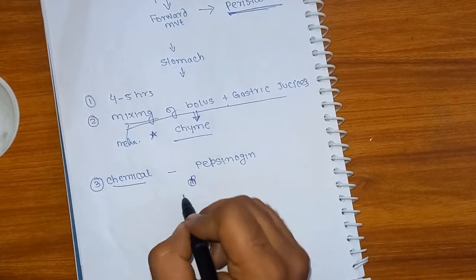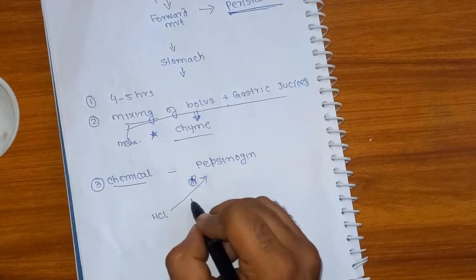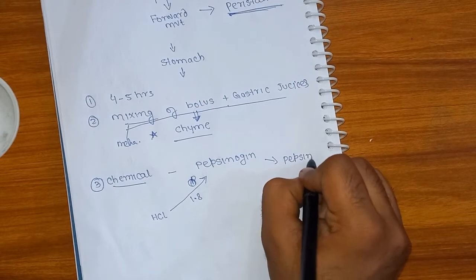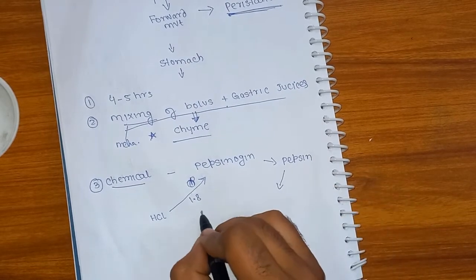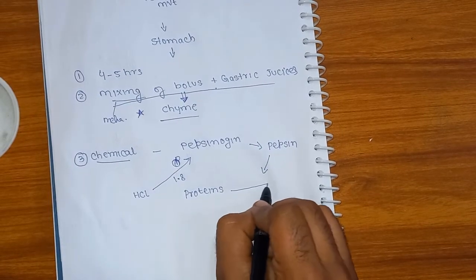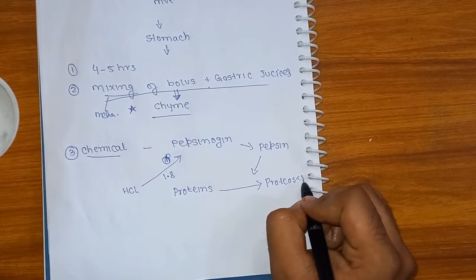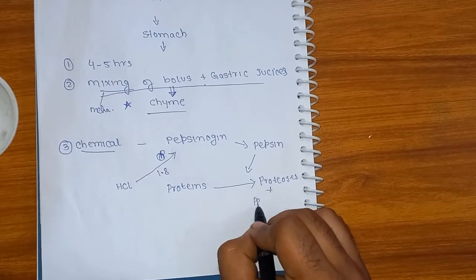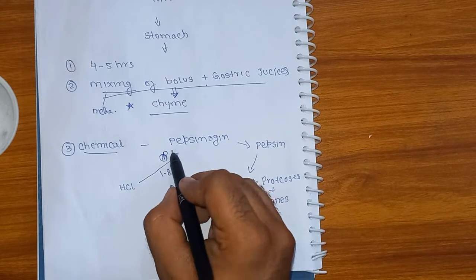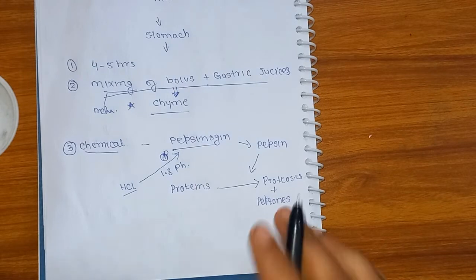Now pepsinogen is activated by HCl at a pH of 1.8. It gets converted into pepsin. What is the function of pepsin? It acts on proteins and converts them to proteoses and peptones. You have to remember, pepsinogen requires HCl and 1.8 pH. So this happens in the stomach.